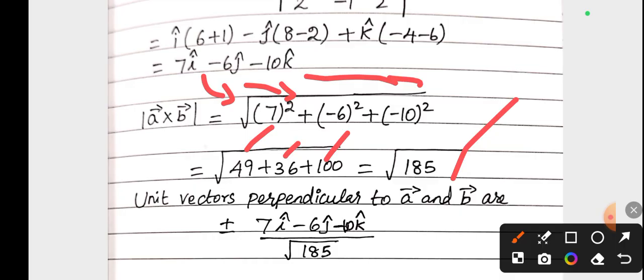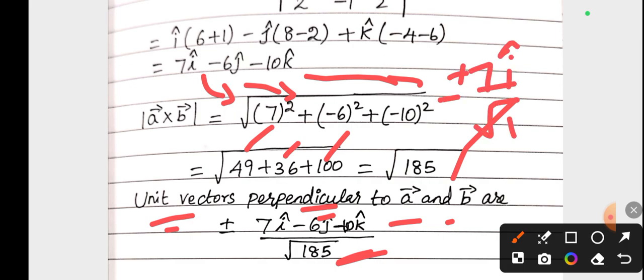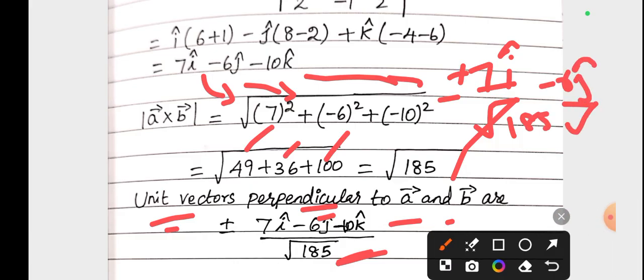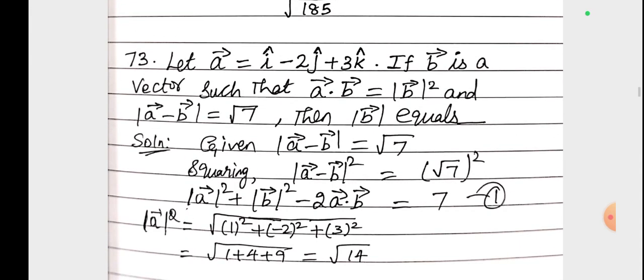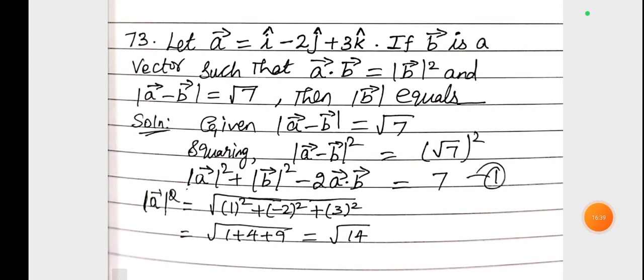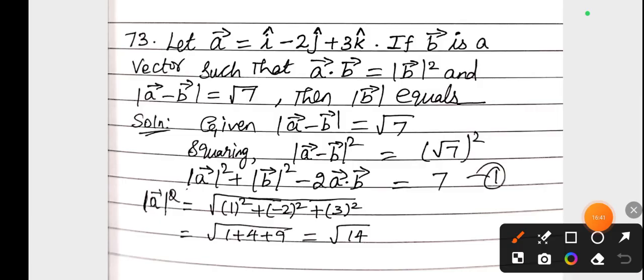What are you doing? This formula alone, right? Unit vector perpendicular to A vector and B vector. So you already wrote plus or minus A vector cross B vector by magnitude of A vector cross B vector. You may write separately also, like plus or minus 7i cap by root 185, minus 6j cap by root 185, minus 10k cap by root 185, like that. Easy. Book question only. Anyway, it is there in that, so I have informed you.